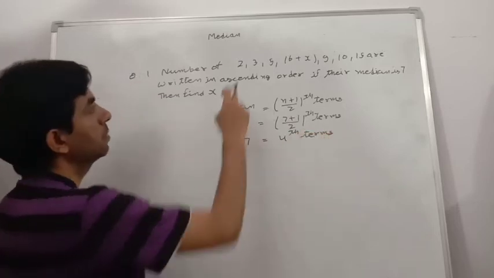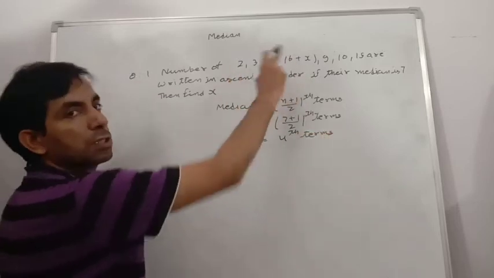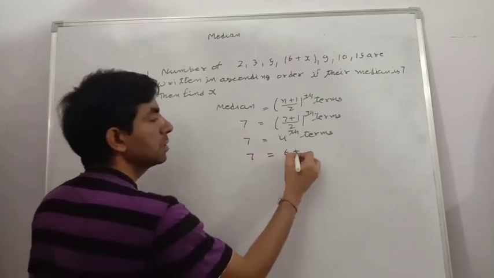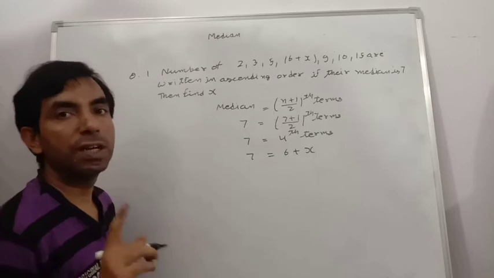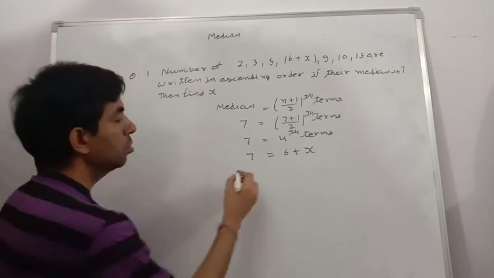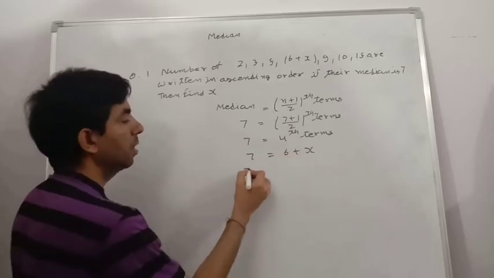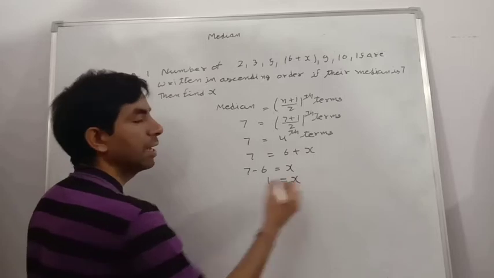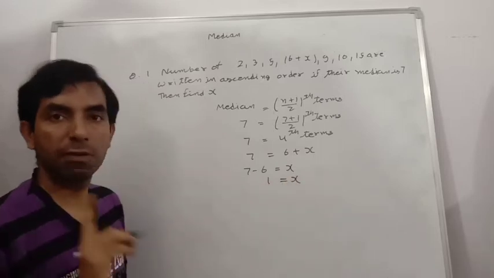Here the fourth term is 1, 2, 3, 4. The fourth term is 6 plus x. So write the value 7 equals 6 plus x. Now we take the alphabet on one side and numbers on the other side. So take 6 to the second side, then we get 7 minus 6 is equal to x, means 1 equals x. So our x value is 1.